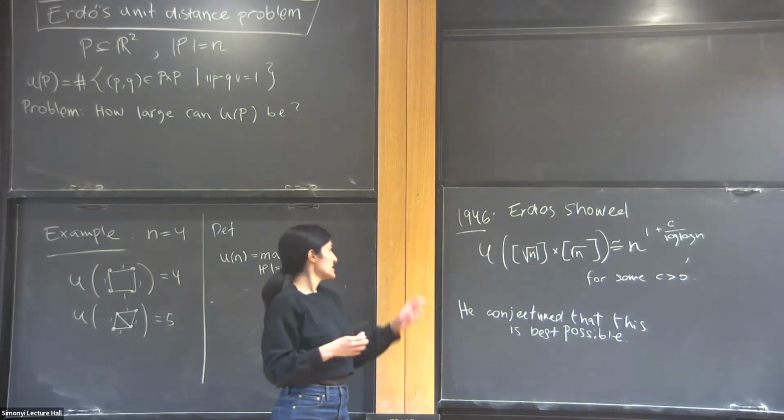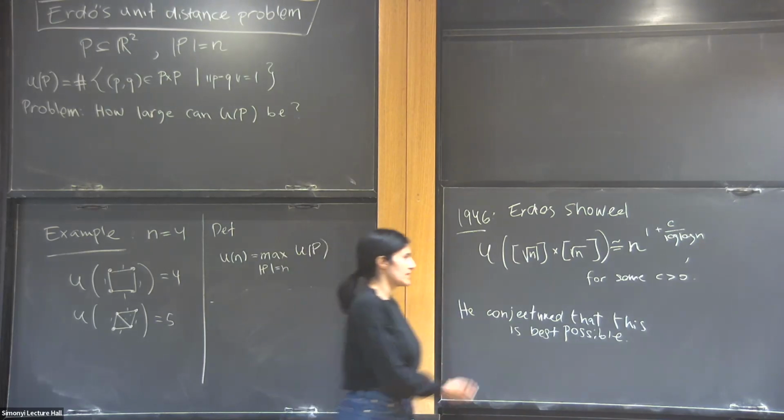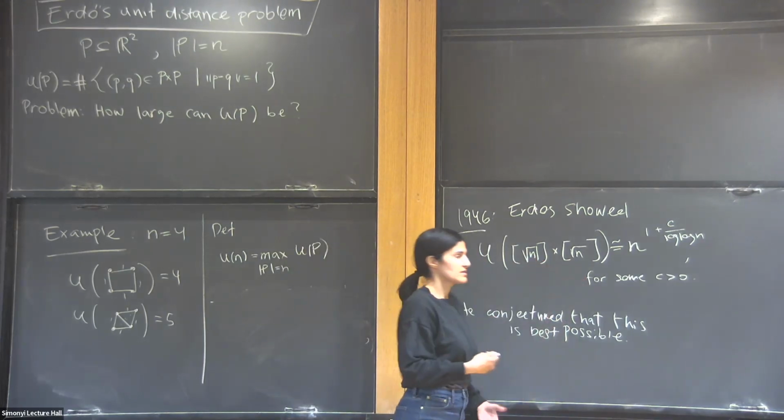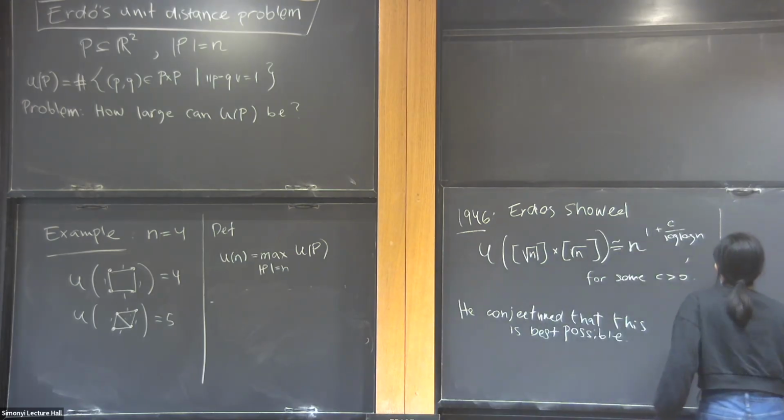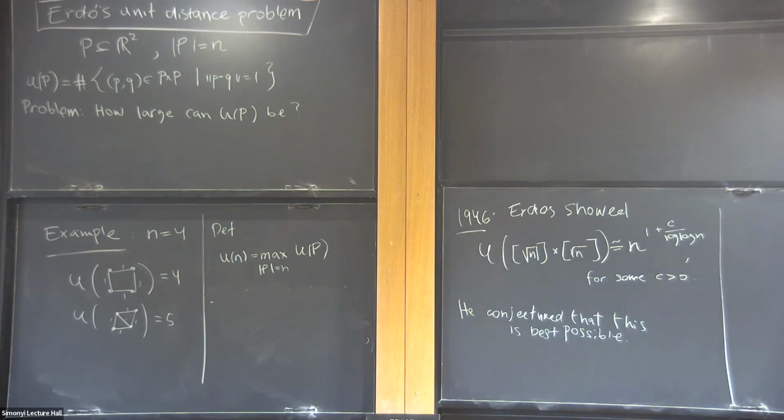And since 1946, no one managed to find a better example with more pairs having the same distance. And people try to prove that this is the best possible, proving upper bounds. Okay, so what do we know about the upper bound?